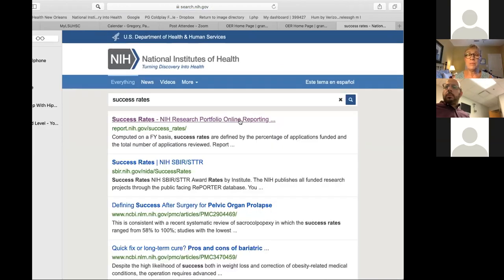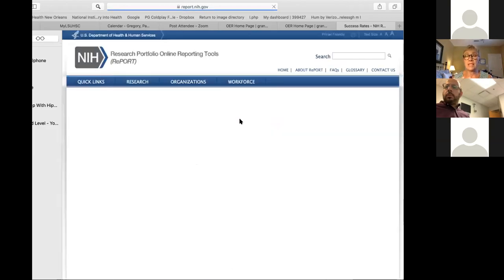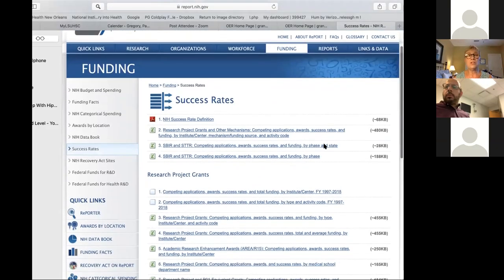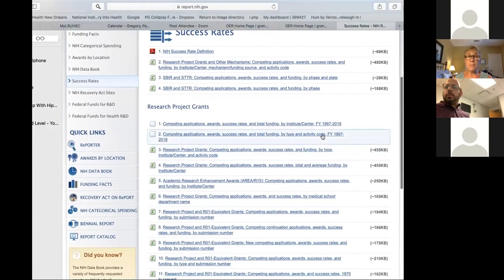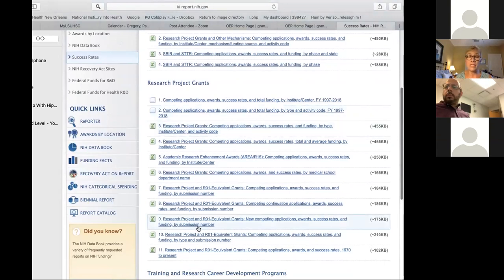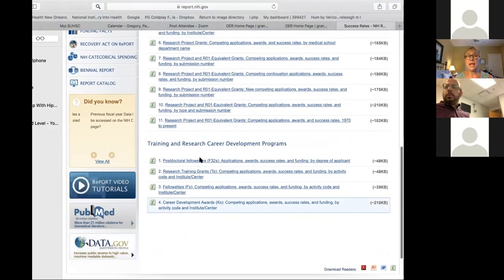So NIH has a portfolio of success rates, and you can look for any different type of grant. The R grants are here, and the T, F, and Ks are down here. So we're going to look at career development rather than looking at the R's because the R's are a lot.